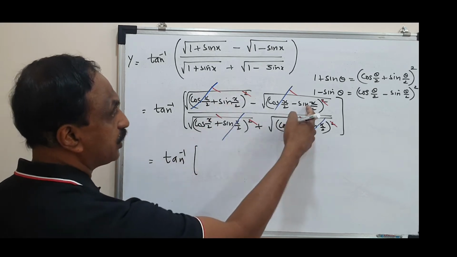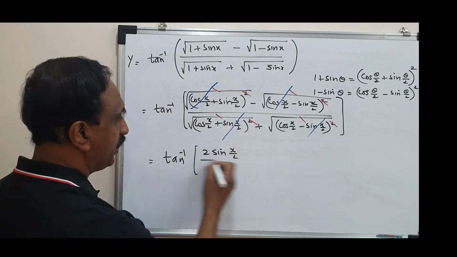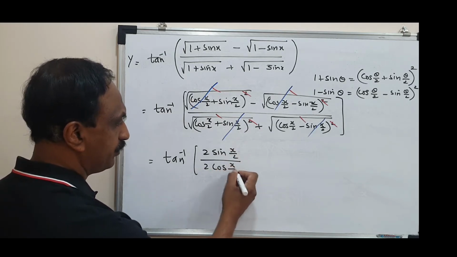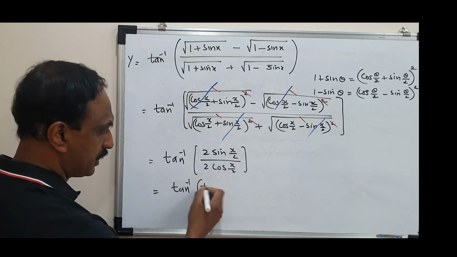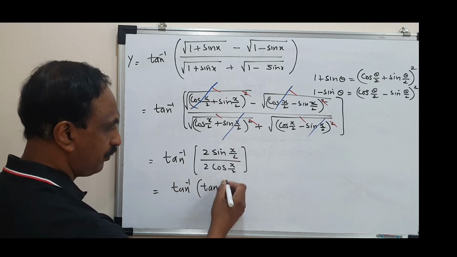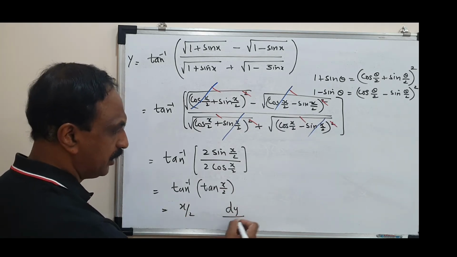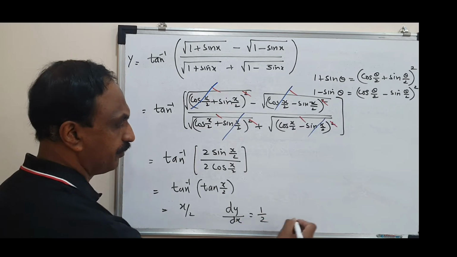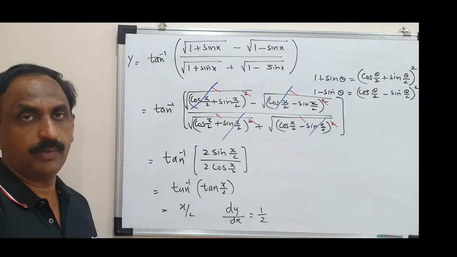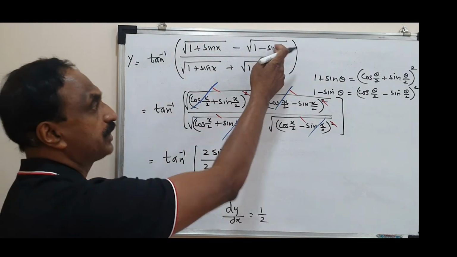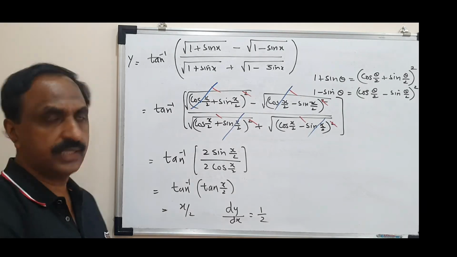This is not cancelled, this is not cancelled, they get added. Those 2 sin x by 2 divided by 2 cos x by 2. So we get tan inverse of tan x by 2, which turns out to be x by 2. So when you differentiate, your answer turns out to be 1 by 2. So this is a method that you can apply when 1 plus sin x and 1 minus sin x come. It's up to you. Even if you change it into cos and apply the previous problem, then also you can do the problem. But this is an easier method.